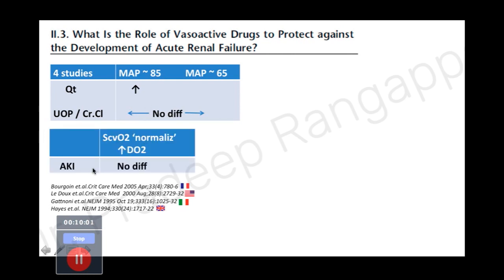And this was another study from the US group where they tried to normalize the mixed venous oxygenation and increase the oxygen delivery. They found there was no difference in AKI even after increasing the cardiac output or mixed venous saturation. They did not see any difference in acute kidney injury. So basically, these studies tell you that a MAP of 65 or 85 did not really have a bearing on AKI. Now the question remains: is there a role for low dose dopamine?